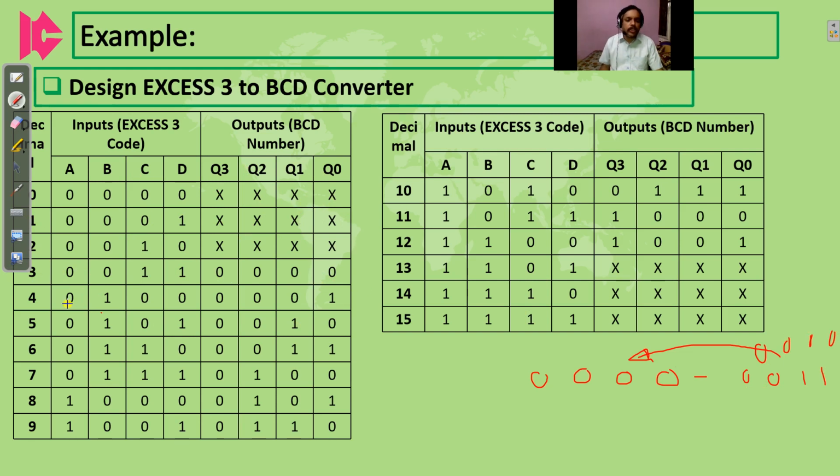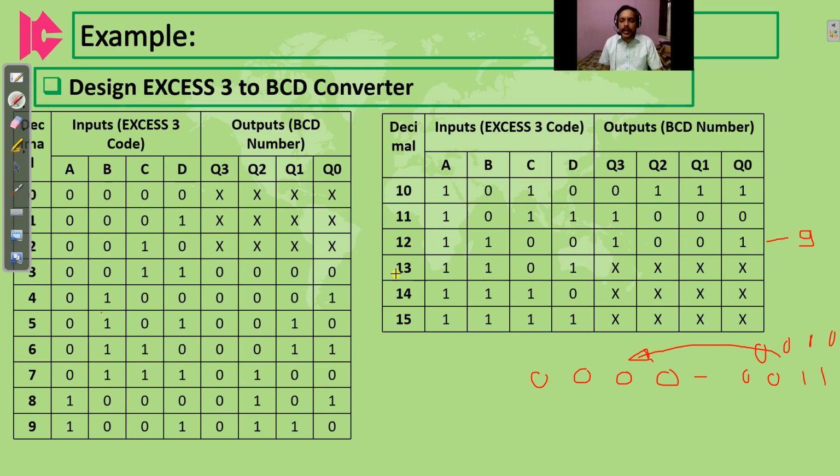Again, the next combination is 0100. This is a 4, meaning the corresponding BCD is 1, so minus 3. Then 0101, this is a 5 minus 3, so the output is 0010. Corresponding outputs are written over here. Again, if we go to 12, 12 is present and the corresponding output is what? 9. 12 minus 3, 9 is the output in BCD.